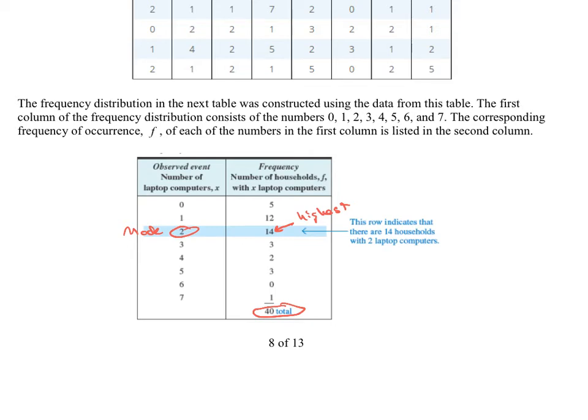2 is the mode. So again, one of the biggest errors is using the frequency as the mode. A lot of people here would say 14 is the mode. That is not true. 14 is the frequency. The mode is the number 2. Okay? So these frequency distributions help us figure out the mode very quickly, help us organize the data.